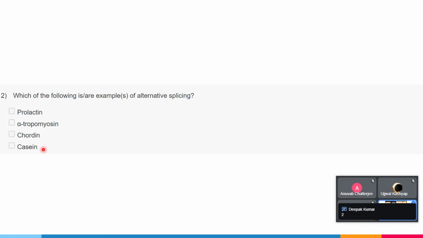Oindrila says alpha tropomyosin, cordin. Deepak says alpha tropomyosin. Anyone else wants to try? Okay. Mohan says it is prolactin and alpha tropomyosin. Okay.